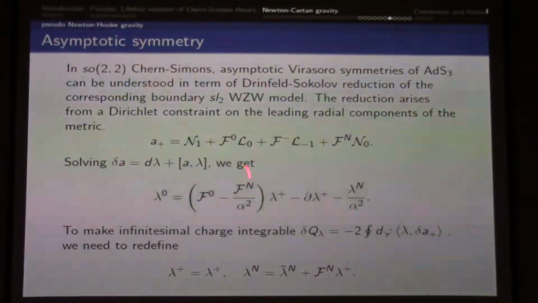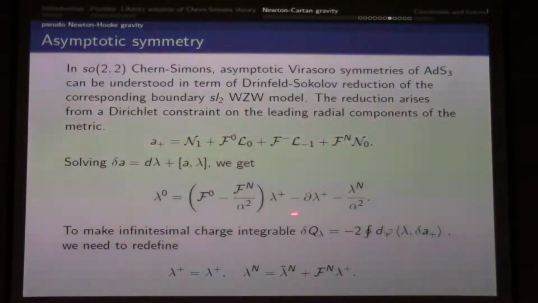What you can do next is to ask what are the possible asymptotic symmetry of this transcendence theory. And in SO(2,2) transcendence theories, asymptotic Virasoro symmetries can be understood in terms of the Drinfeld-Sokolov reduction of the boundary SL2 Wess-Zumino-Witten model. So this reduction is to say I can impose a Dirichlet constraint on the leading radial components of the metric. And this constraint will induce a gauge transformation generated by Poisson brackets. And what we need to do is to construct the currents which are invariant under this gauge transformation. And solving this standard gauge transformation equation, you can find zero components of this lambda is determined in this form.